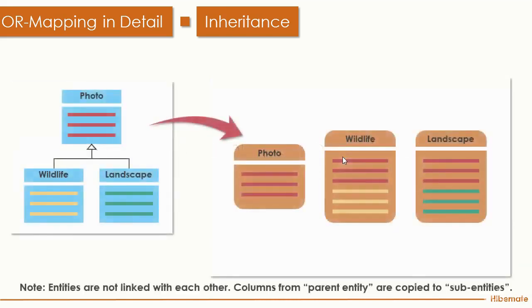The third one is a table per concrete class. It's similar to the one table per hierarchy, but it will only create the necessary attributes. Like we have a photo, then you just have the photo columns. Then for the wildlife, we have the wildlife's own columns plus the photo columns. For the landscape, we have the photo columns plus its own columns. And this is quite a good strategy. But if you have a very complicated hierarchy in your superclass-subclass structure, this could cause a management problem.